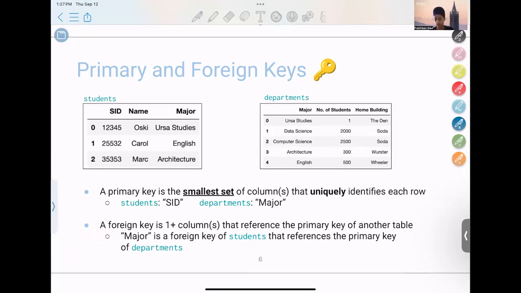A foreign key is one or more columns that reference the primary key of another table. So major is a foreign key of students because it references the primary key of departments. So I can look at, say, Ursa studies here for this student, and I can connect this to the departments table and find more information about Ursa studies that applies to this student. The foreign key is the column where it references a primary key somewhere else.